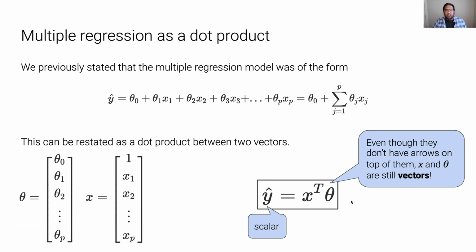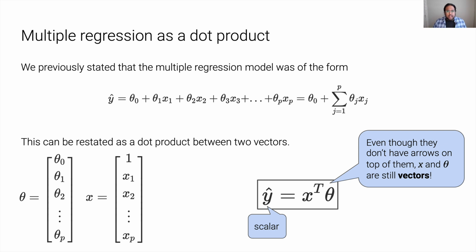So one thing you may want to do is pause the video and verify for yourself that this dot product between x and theta, the way that they're defined here on the slide, does indeed evaluate to the same multiple linear regression model formulation that we looked at earlier.